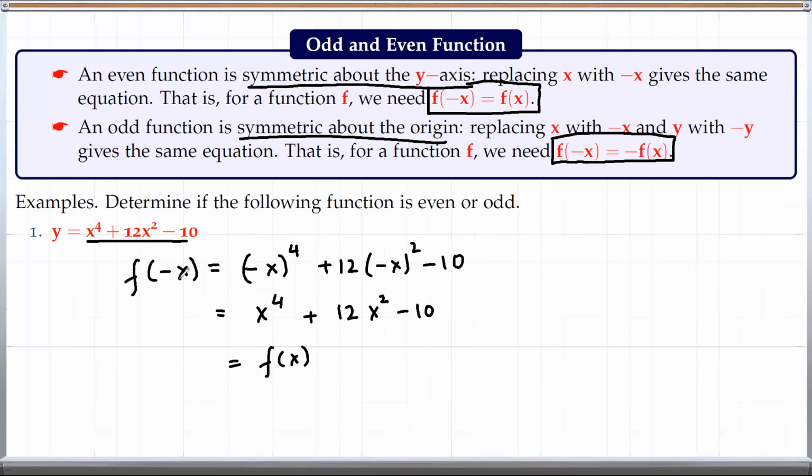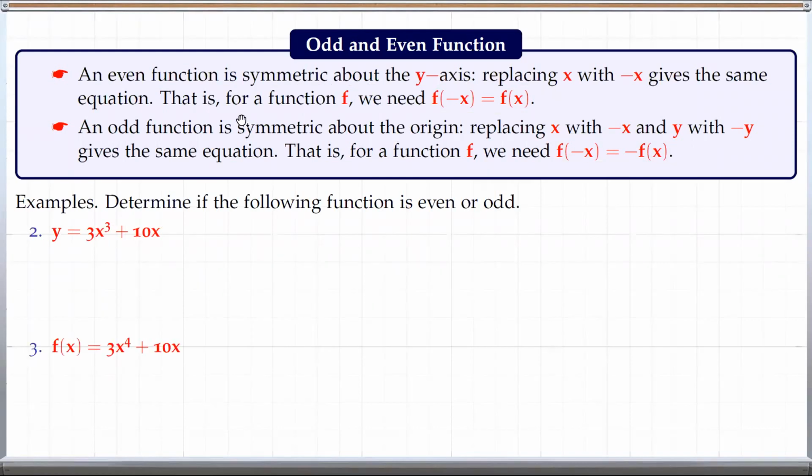So we just saw that f of negative x is the same as f of x. So that satisfies this condition here. Therefore, this function is even. Let's look at the next example now.